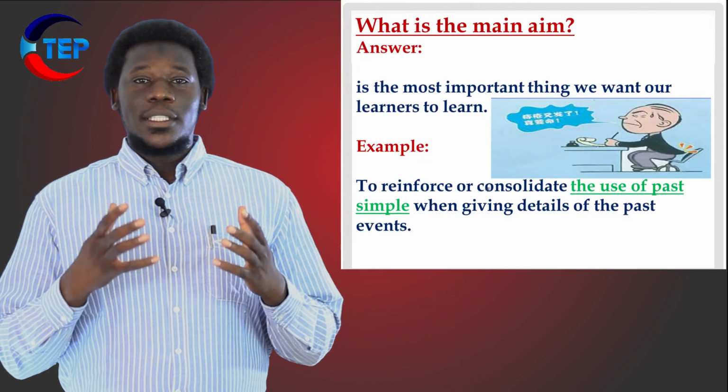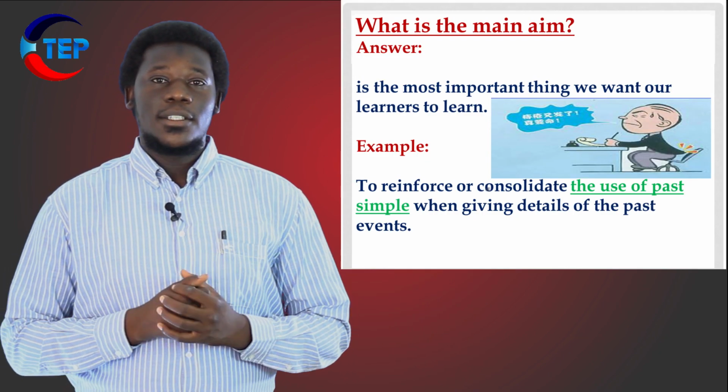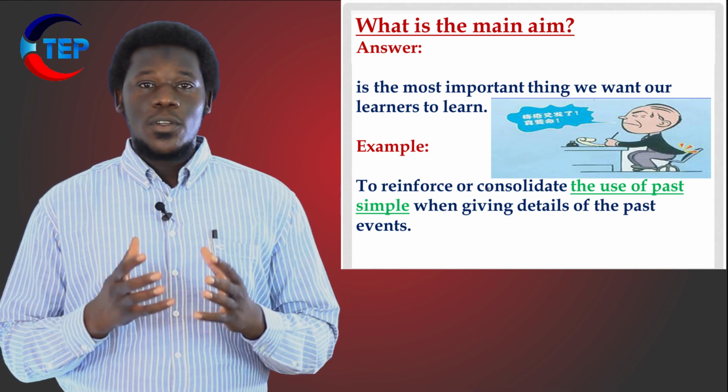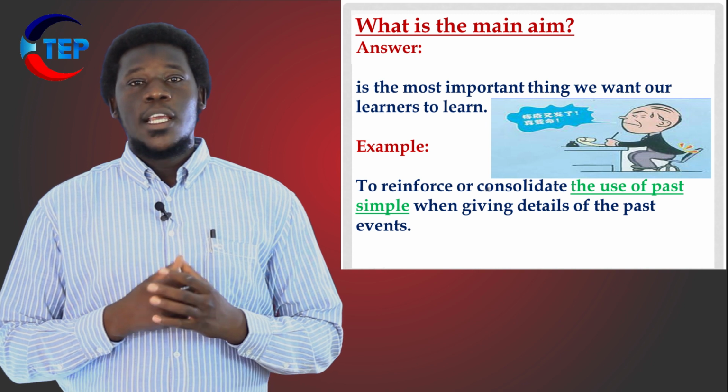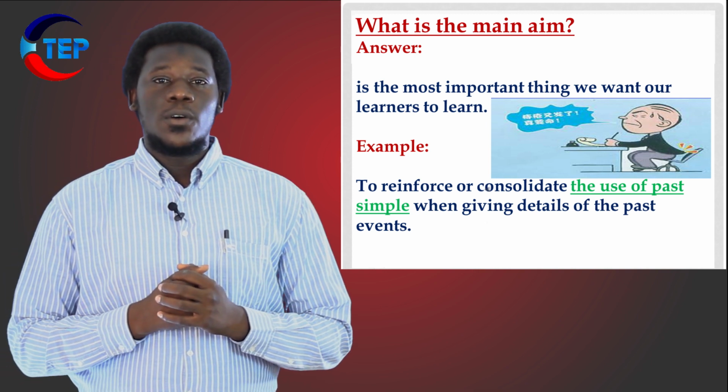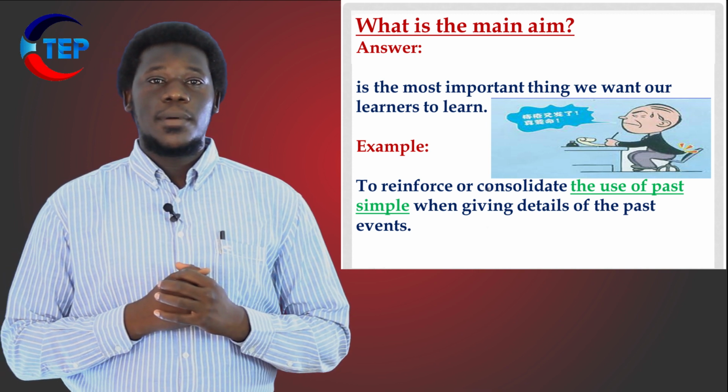Number one, what is the main aim of the lesson? The main aim of the lesson is the most important thing that we want our learners to learn or be able to do. For example, reinforcing or consolidating the use of the past simple when giving details of the past events.